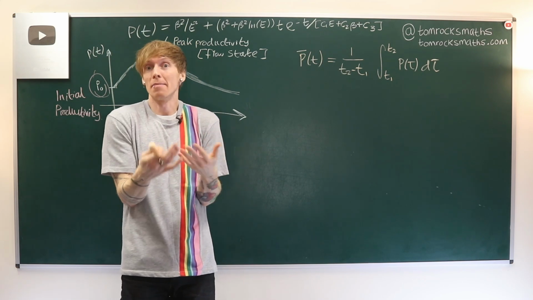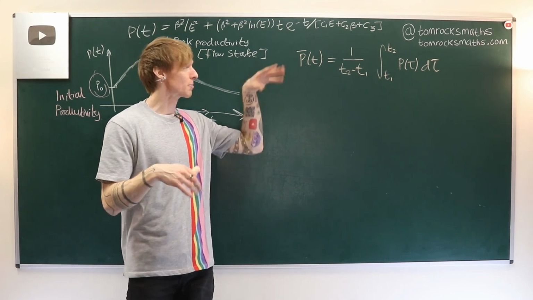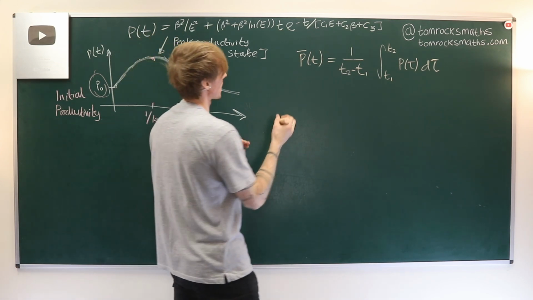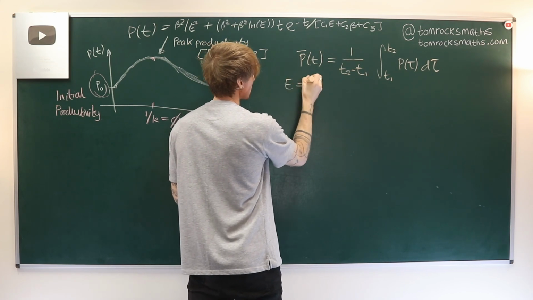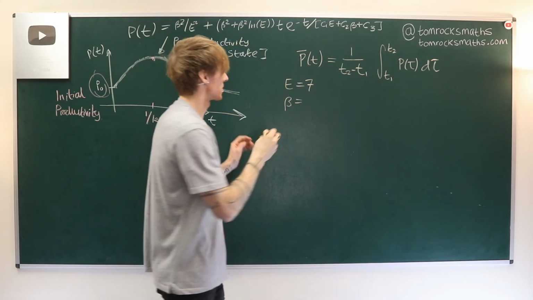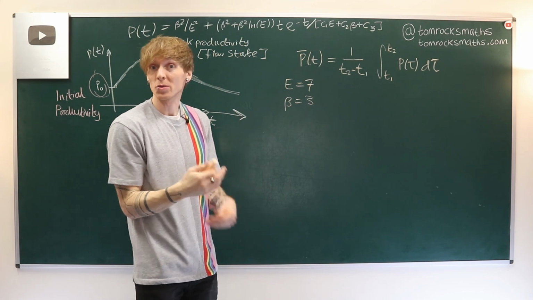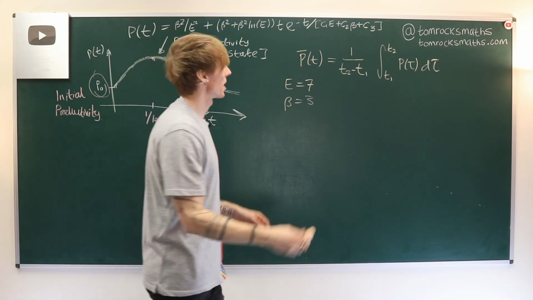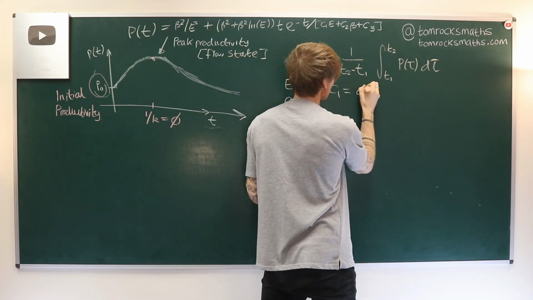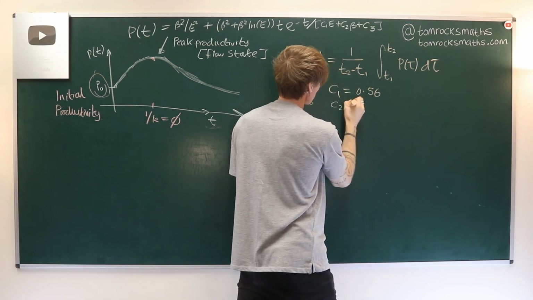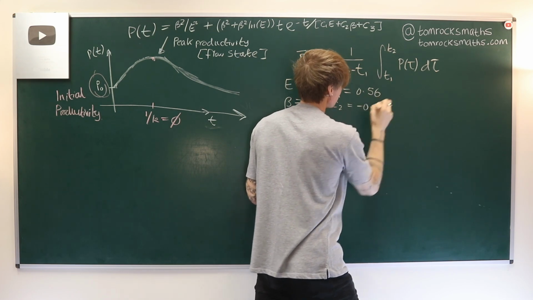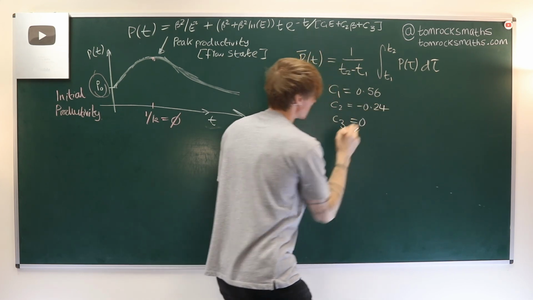So let's pick some values for our parameters and look at the productivity for a specific task. So let's suppose that we take E, the effort of the task, is 7. Let's suppose our enjoyability beta is going to be 3. And then of course we need our user-defined constants. So let's take C1 to be equal to 0.56. We'll take C2 to be equal to minus 0.24 and C3 to be equal to 0.